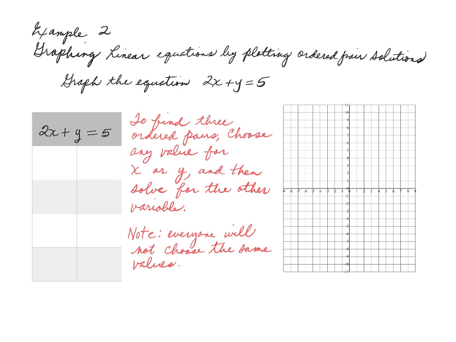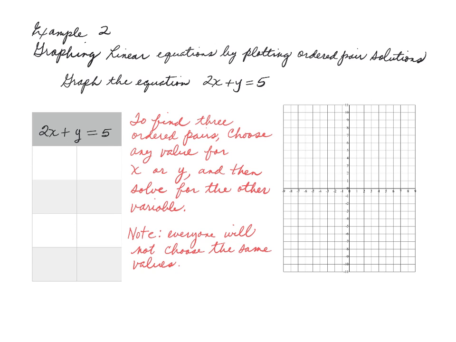Now we're going to find 3 ordered pairs, and we're going to choose any value for x or y, and then solve for the other variable. Please note that someone else doing this might choose different points. You make strategic point choices for yourself. What I like to do is choose one positive coordinate, a negative coordinate, and a 0 to help me graph this thing easier.